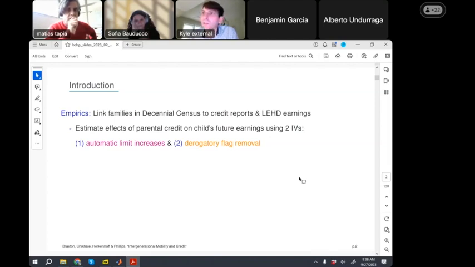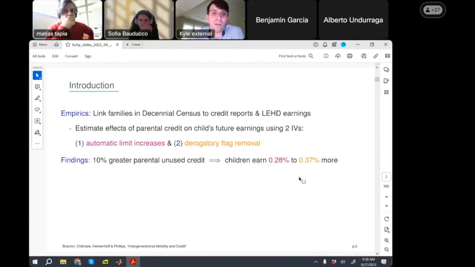So what we're going to do is take this database and use two instruments. Here we're really not going to innovate. We're going to rely on existing instruments that are out in the consumer credit literature. The first of which is automatic limit increases, and I'll go through that in a moment, but your account limits increase as a function of account age. Gross and Souleles used this in their QJE in 2002. And then there's derogatory flag removal. So when people go bankrupt, as a function of simply the time since bankruptcy, those flags must be removed. And you can compare people on either side of that flag removal to have some idea of what credit access does. So what do we find?